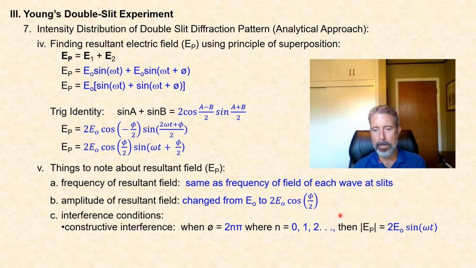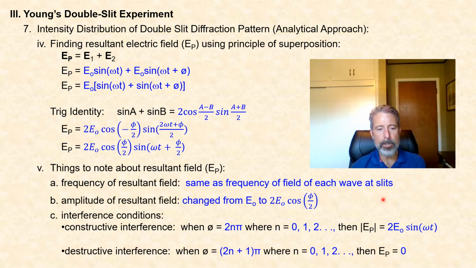So in other words, when phi is 0, pi, 2 pi, 3 pi, then the cosine of 0, pi, 2 pi, 3 pi gives us either plus or minus 1, in which case the magnitude of this resultant field goes like 2 E naught. This is where we get constructive interference, times the sine of omega t.